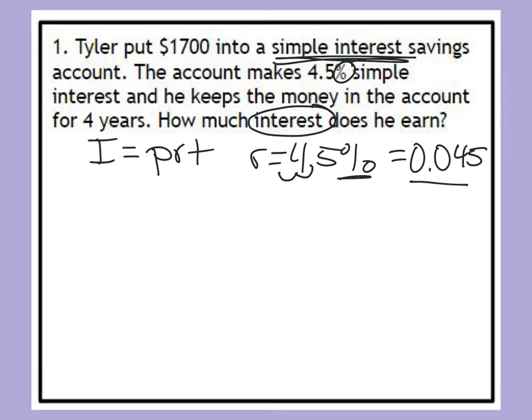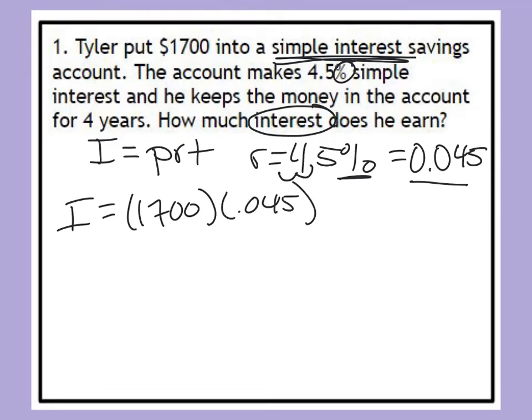Time is already in years, so we don't need to do anything with that. I can just plug it into my formula now. I equals the principal, which is 1,700, times the rate, which is 0.045, times the time, which is 4 years. And if I multiply all of this out, I'm going to get $306, which is the interest that he earns.